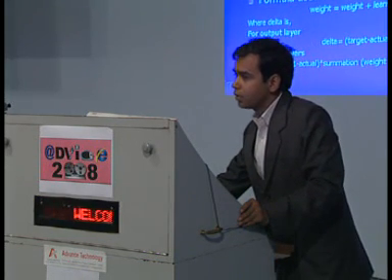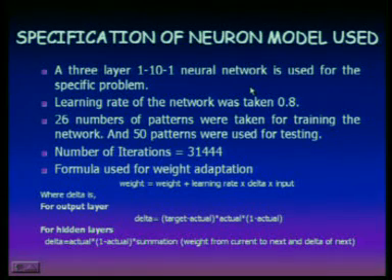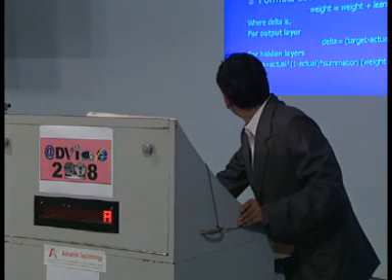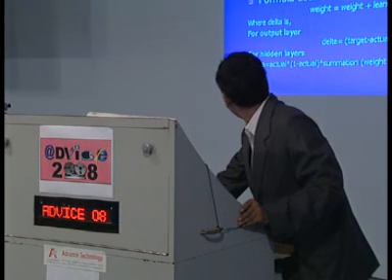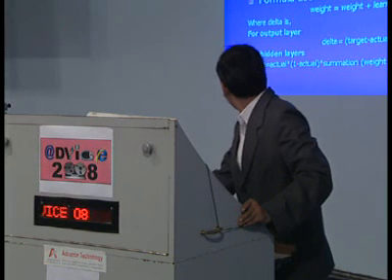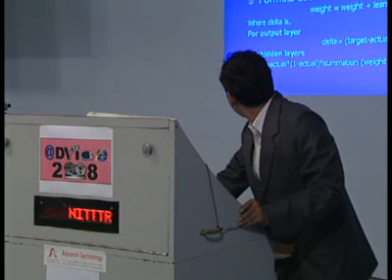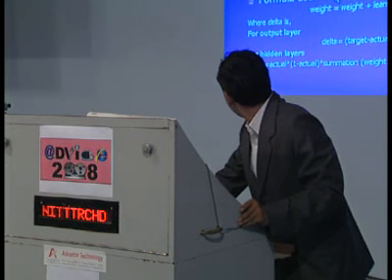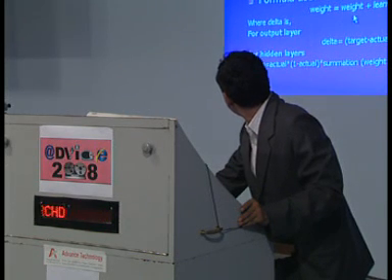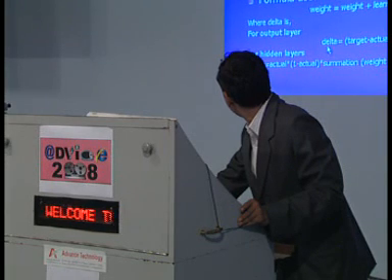The specification of the neuron model that we used is a 3-layer 1-10-1 neuron model. The learning rate was 0.8. 26 patterns were taken for training of the network, and 50 patterns were used for testing. The number of iterations was 31444, and the weight adaptation formula was this one for the output layer and this one for the hidden layer.